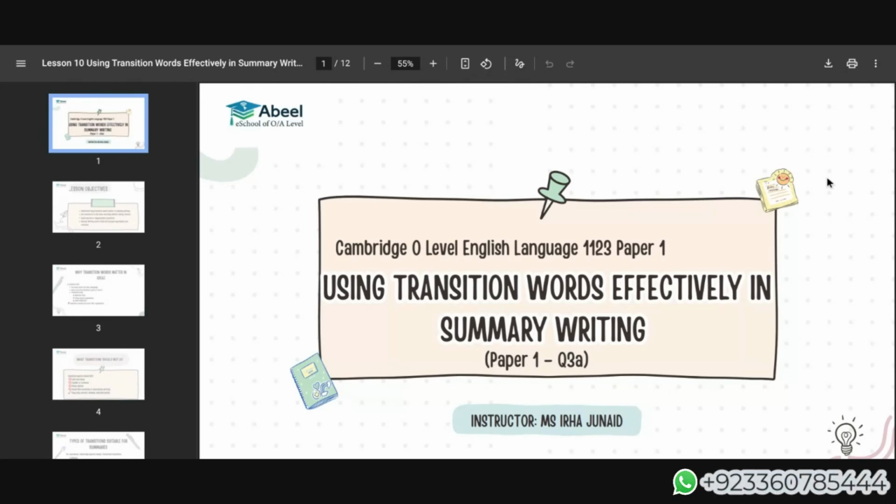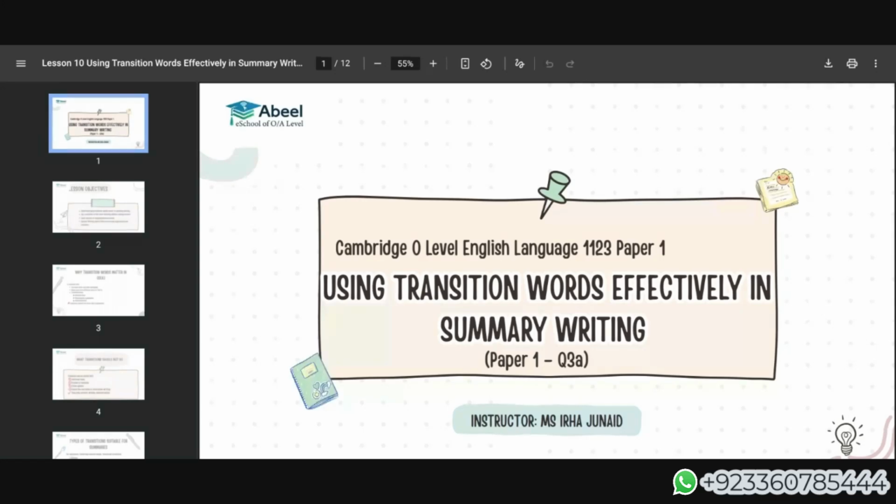Assalamualaikum. So here we are with our lesson based on transition words that are going to be used in summary writing tasks. As you all know, we have discussed summary writing tasks in detail. We talked about the guidelines, the criteria, the objectives we have to meet while we write this summary. And apart from that, we also discussed the past paper, we saw the marking scheme, and we understood how we have to attempt this task.